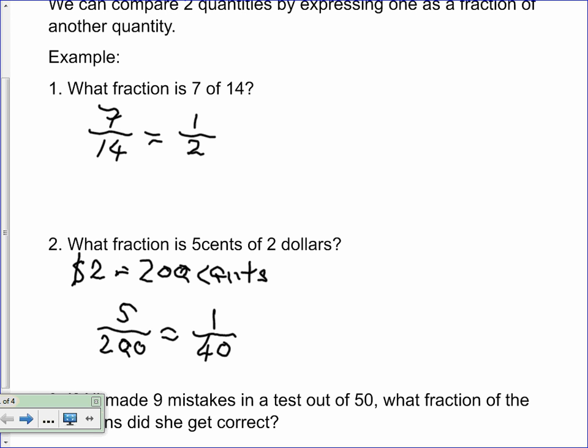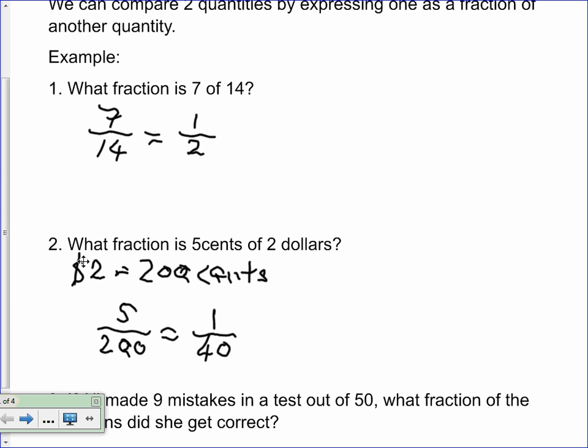So the idea is change it to the same units. So you have the same units, and then you can write it as a fraction. You can't do 5 over 2, because 5 is $2.05. You're comparing two different things, which means your fraction is going to be inaccurate. It's not going to be a correct fraction.